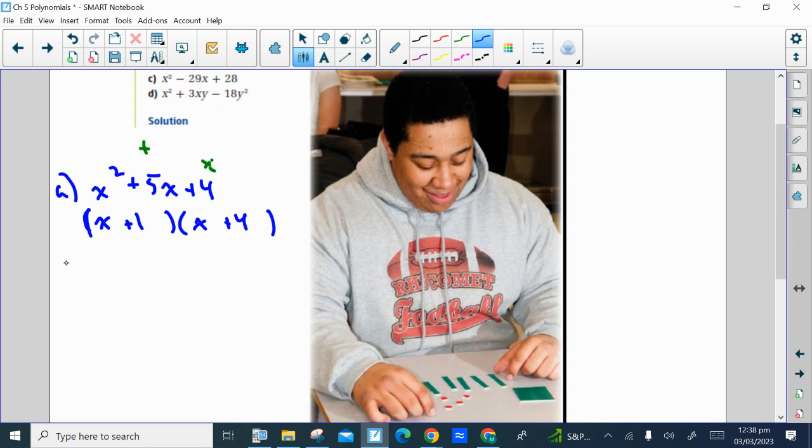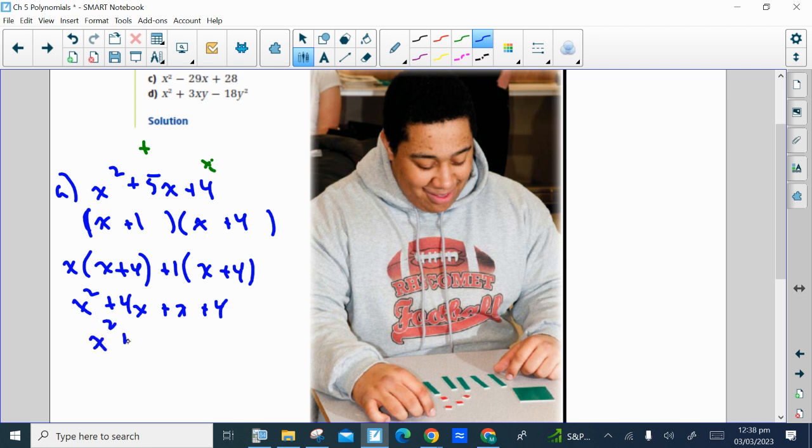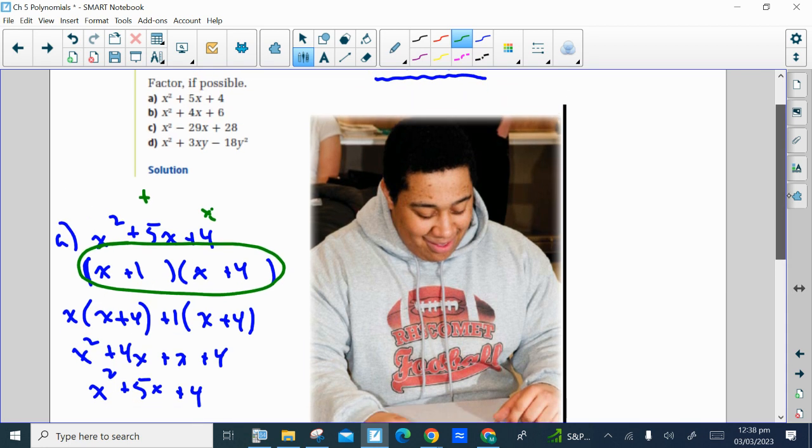And remember, you can always check by multiplying. Use the distributive property, and that'll give us x squared plus 4x plus 1x plus 4. When you add the 4x and the 1x together, you get the middle term 5x that you needed. So we have just checked our answer. Our factors are correct. Remember, factors are things that multiply together to get what you start with. When you multiply x plus 1 and x plus 4 together, you do get the original trinomial. So those are the correct factors.